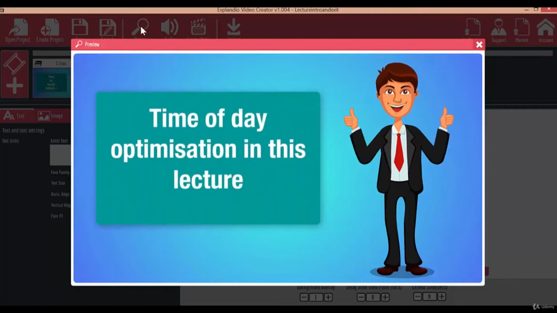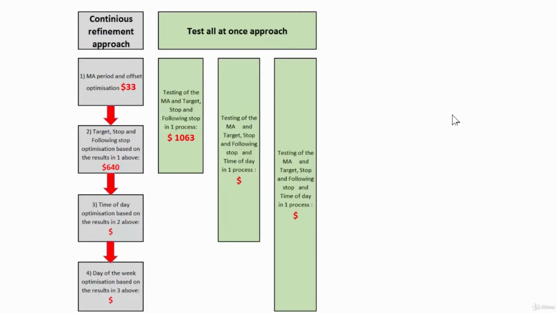In this lecture, we're going to be doing the time of day optimization. Just to give you an idea of where we are in the testing process, on this line here, we started with the MA period and offset optimization, which resulted in plus 33. We then did target stop and following stop optimization, which improved the situation quite considerably to 640. And we are now on the time of day optimization, and we're going to fill in a number over there.